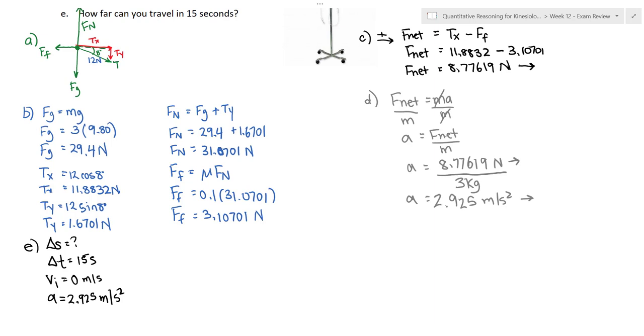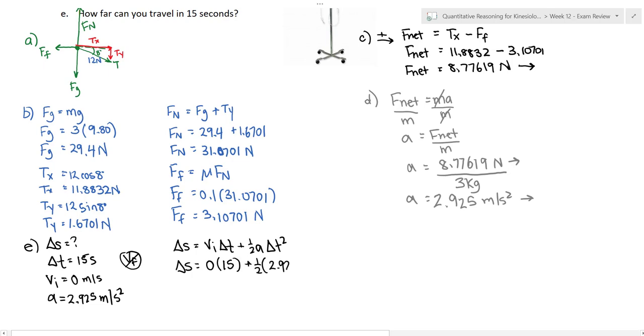Now we're going to figure out which kinematic equation we're going to use. The one variable that we're not looking for and we don't have is v final. So we're going to use the equation that doesn't have v final in it, which is delta s equals v initial delta t plus 1/2 a delta t squared. So delta s equals v initial, which is 0, times delta t, which is 15, plus 1/2 a, which is 2.925, times delta t, which is 15, squared.